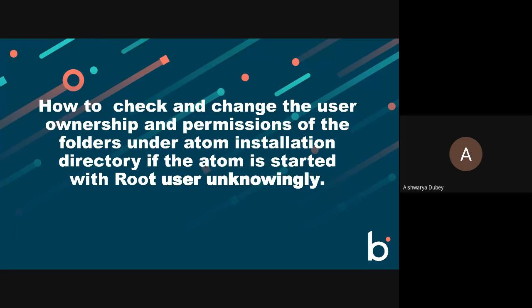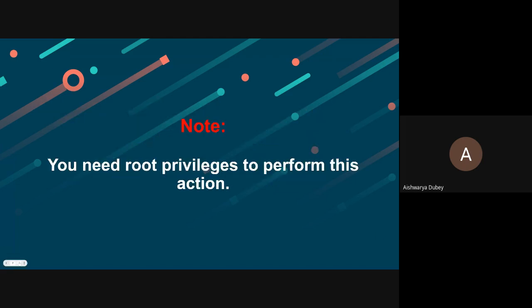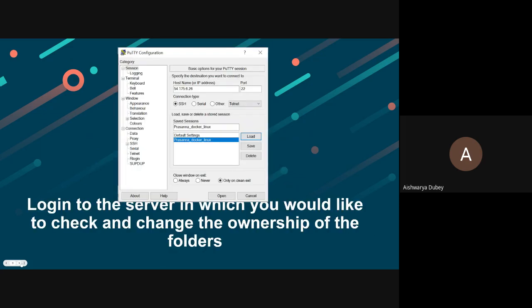Hello. In this video, I'm going to run through how to check and change the user ownership and permissions of the folders under the Atom installation directory if the Atom is started with root user unknowingly. Please note you need root privileges to perform this action.